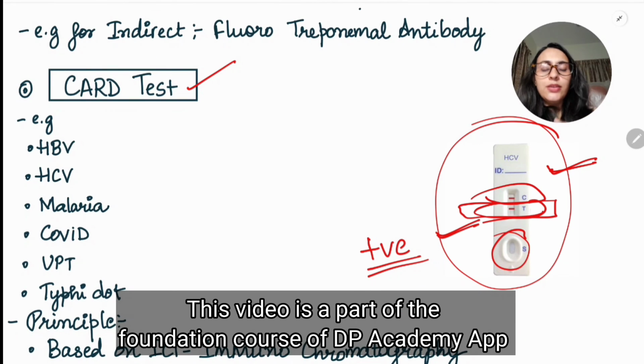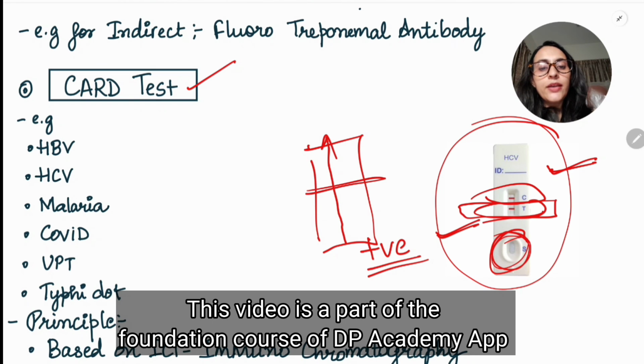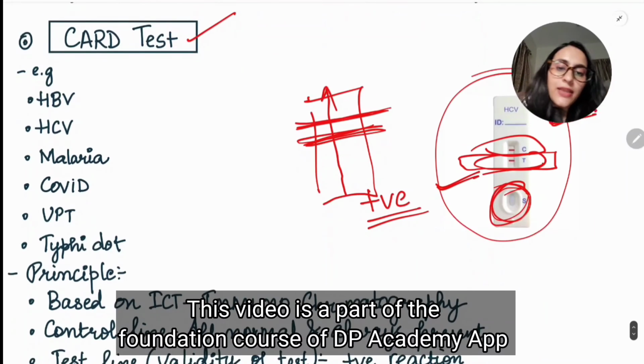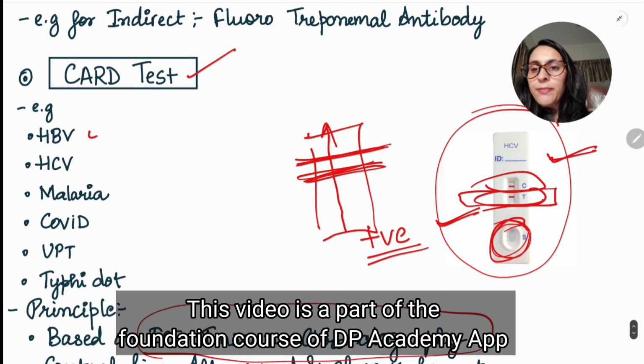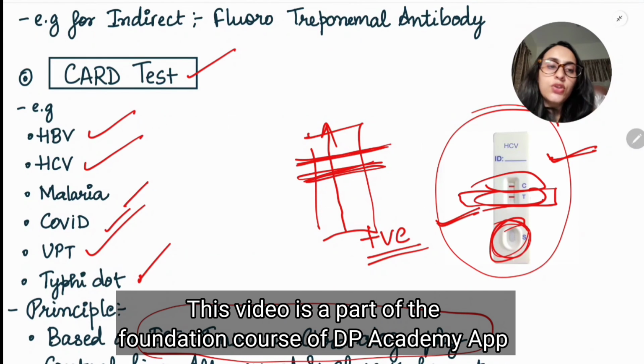Inside this test, there is a nitrocellulose strip. So this is a nitrocellulose membrane. Once you add serum to it, the serum is going to flow. And if both the lines come, that means the test is positive. One line is always going to come. The principle asked in the exam is immunochromatography. The CARD test is done for hepatitis B, hepatitis C, malaria, COVID, urine pregnancy, and for typhoid fever, we have Typhidot.